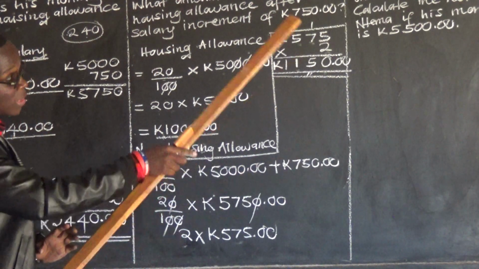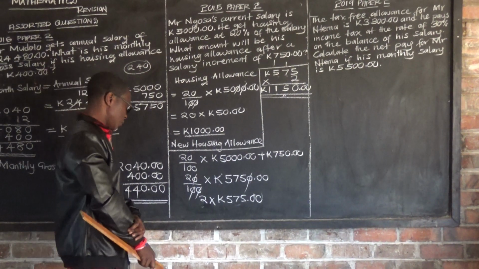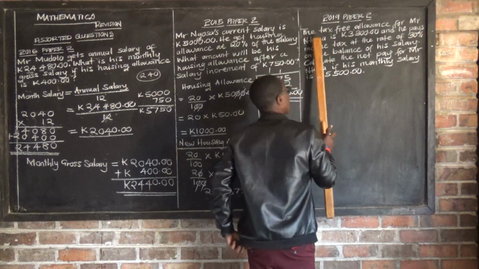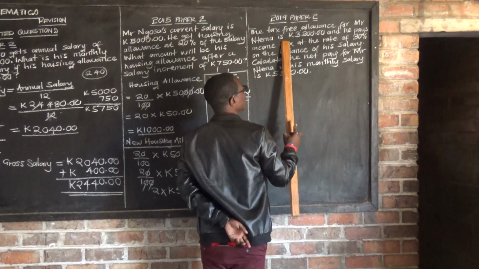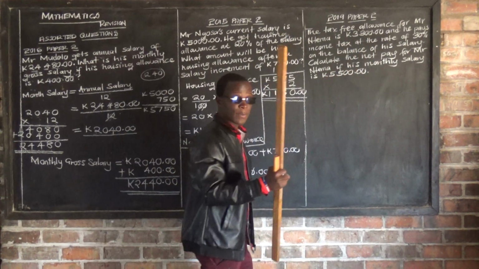1,150. Let us look at the last question now. Are we together? Yes. Okay. So 2019 paper 2. The tax-free allowance for Mr. Ndema is 3,300. Tax-free. Remember what I said, right?